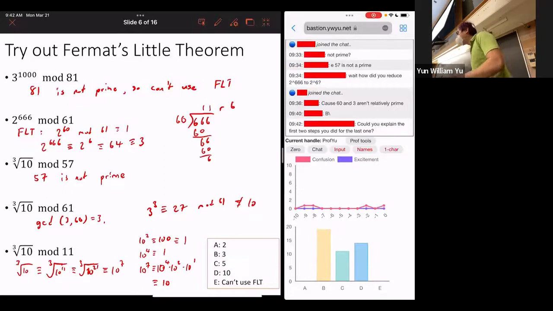Oh, can you explain the first 2 steps you did in the last one? Oh, yeah, so let me explain that again. So here, the key is 10 to the 10 is congruent to 1, right? So that's Fermat's little theorem. 10 to the 10 is congruent to 1, and therefore 10 to the 1 is congruent to 10 to the 1 plus 10, which is just 10 to the 11, which is congruent to 10 to the 21. And so I was able to plug those things in.